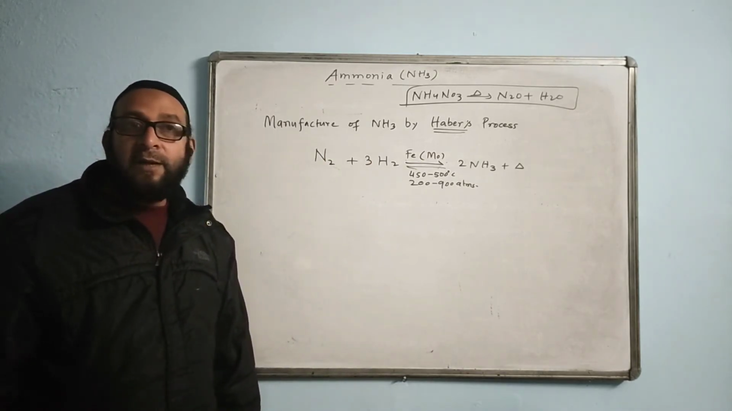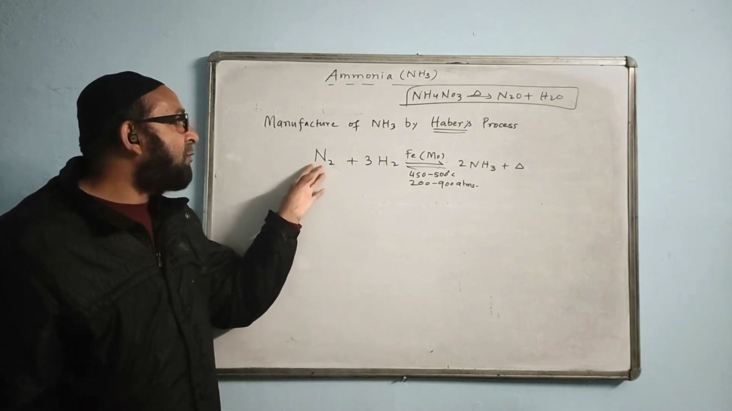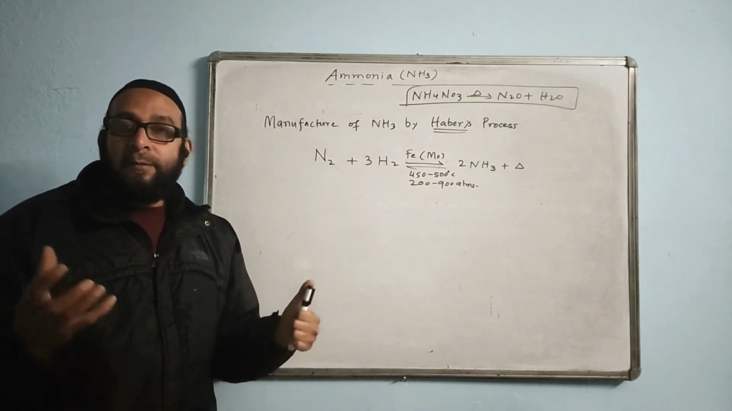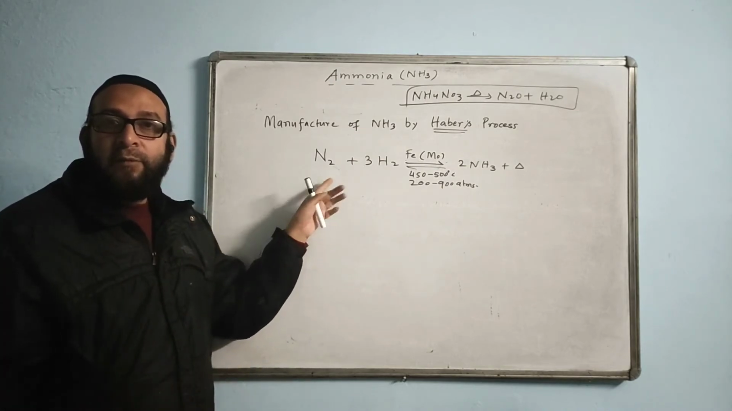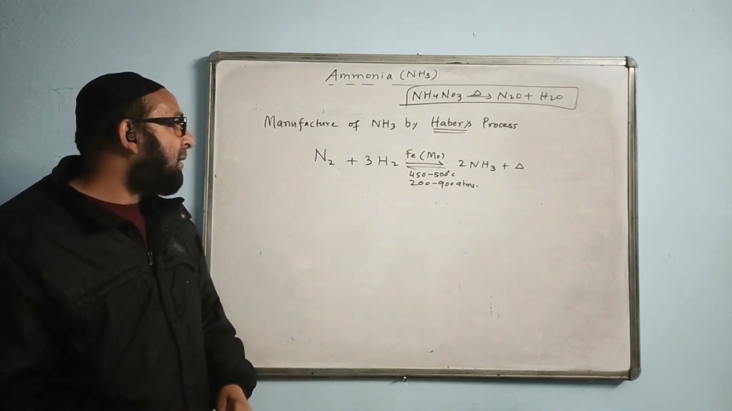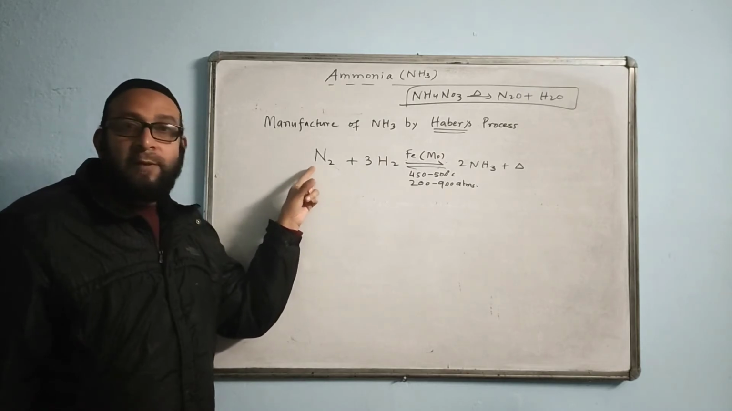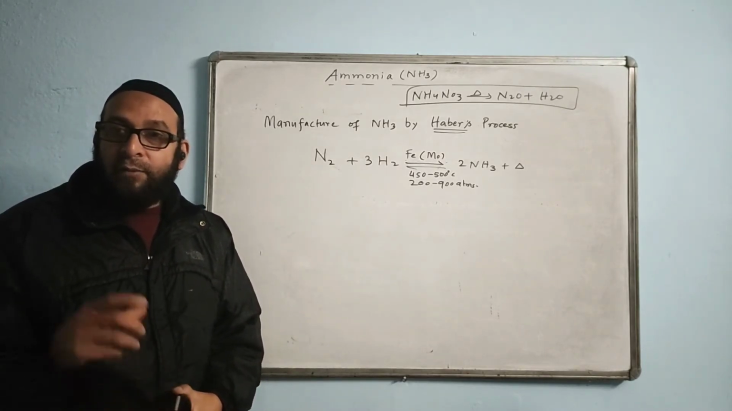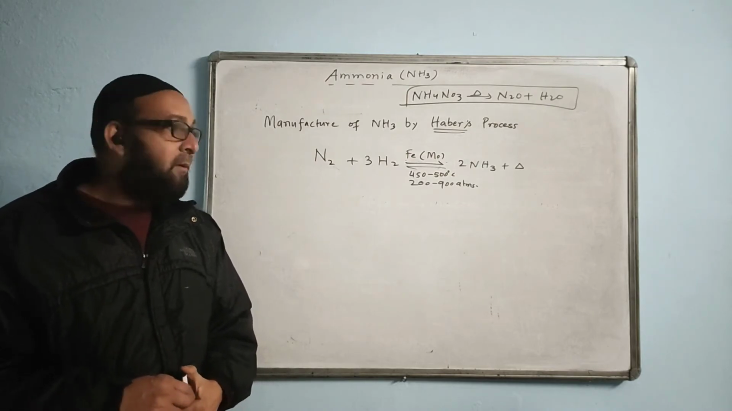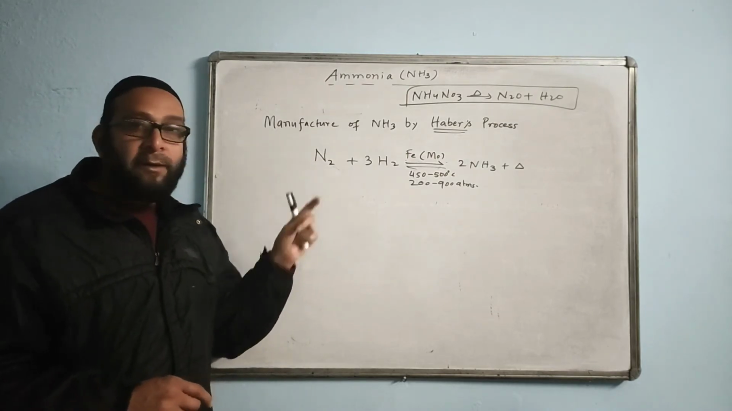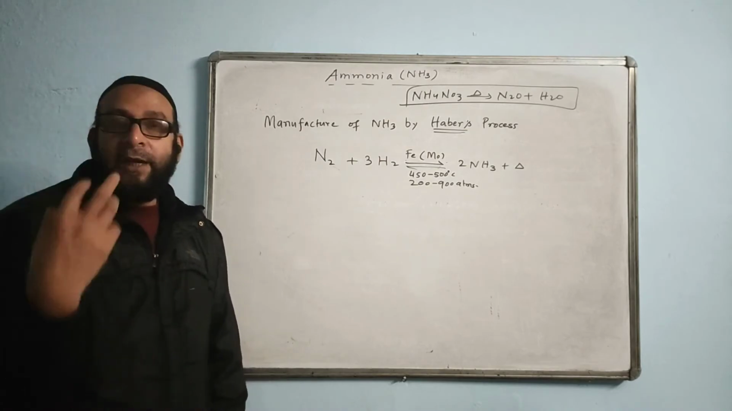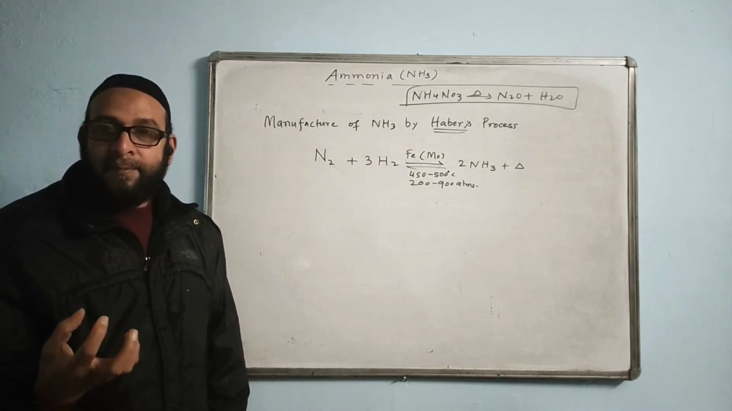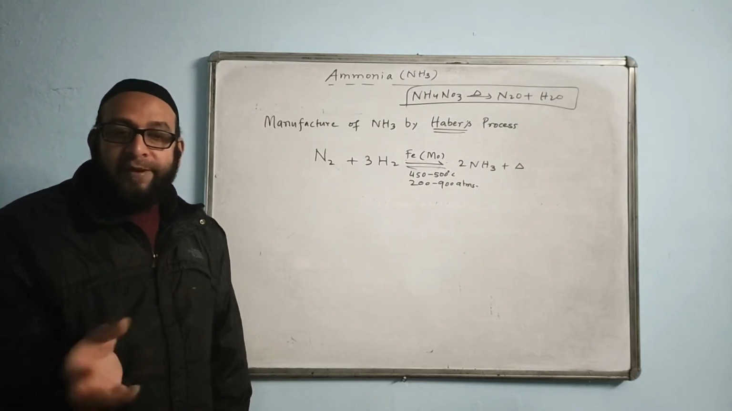Now another question they ask: what are the sources of nitrogen and hydrogen used for this reaction? Where do we collect them and use them for this reaction? The answer: the source of nitrogen is the fractional distillation of liquid air. Liquid air. What is liquid air? Air we are liquefying. We are changing it to liquid by cooling. Now the liquid we have to heat.